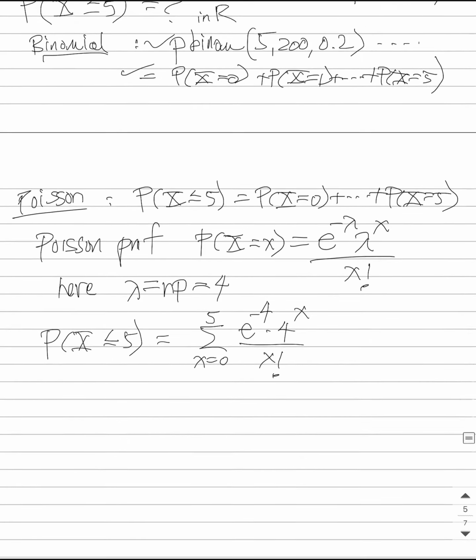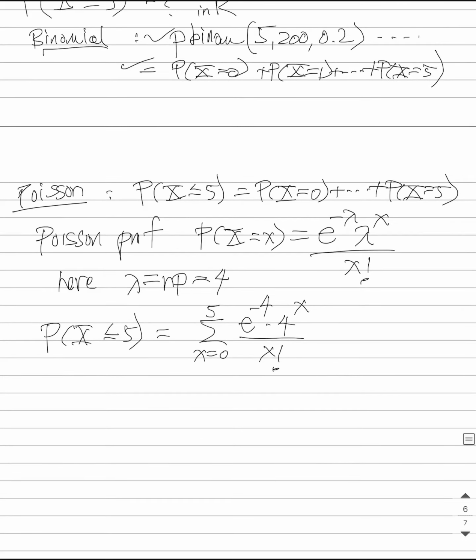Here, lambda is n times p, which ends up being 4. And so in our question, we are essentially taking a sum where x goes from 0 up to 5 of e to the power of negative 4, times 4 to the power of x over x factorial. Every one of these terms has a common factor of e to the negative 4, so I could take that out. It would be 4 to the 0 over 0 factorial plus 4 to the 1 over 1 factorial, all the way up to 4 to the 5 over 5 factorial. By definition, 0 factorial is 1 in order to make all these formulas work out.